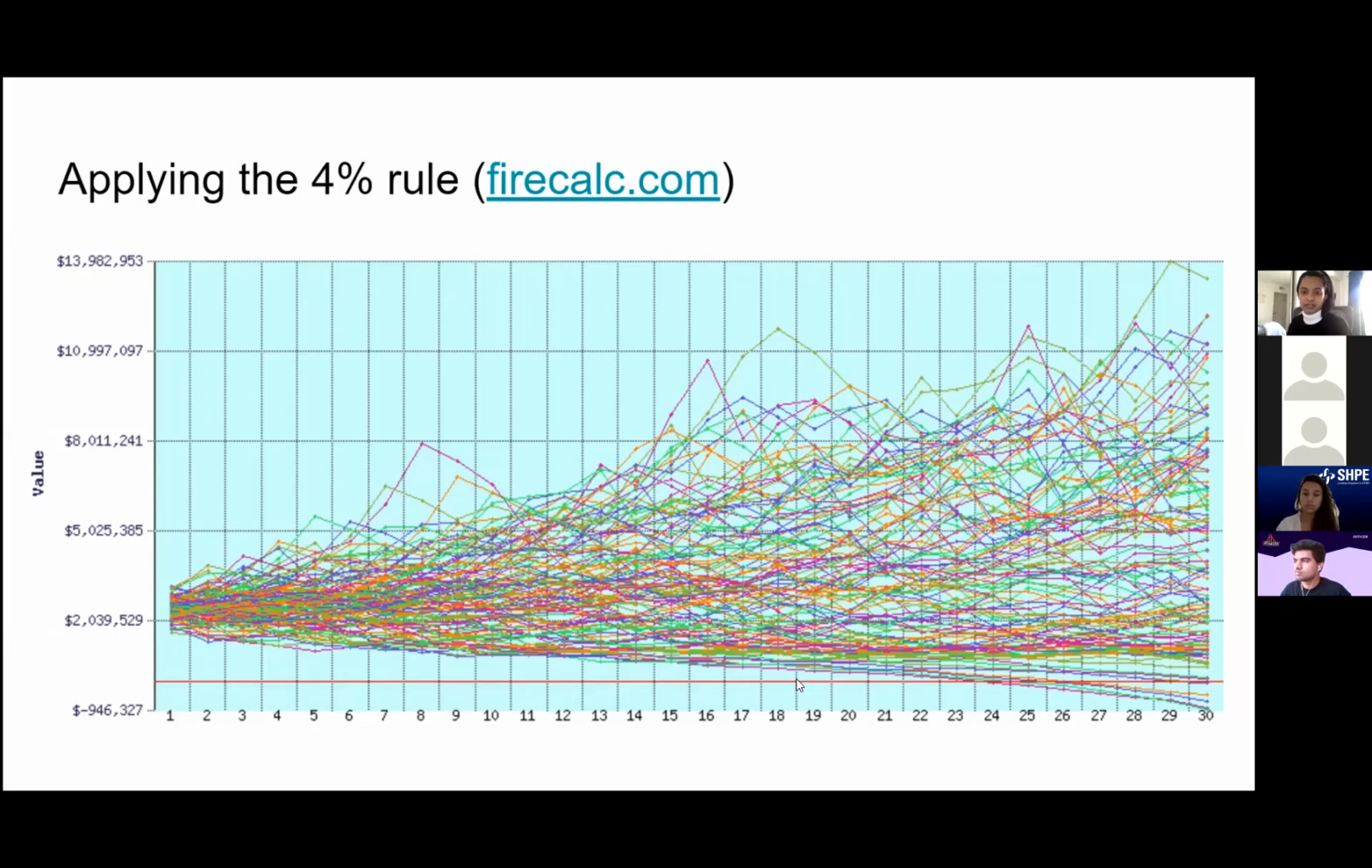So you're increasing the probability that you'll run out of money. And when you start getting above 5%, then you start to really increase the possibility that you can run out of money. So use 4% as a starting point when you're doing your planning.